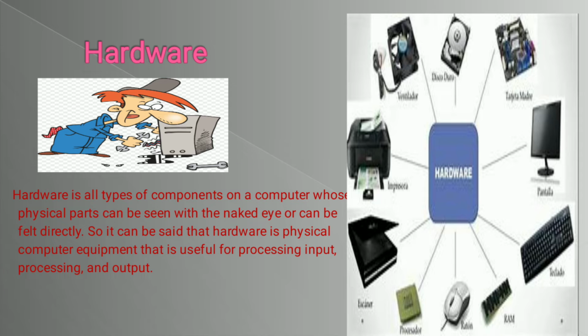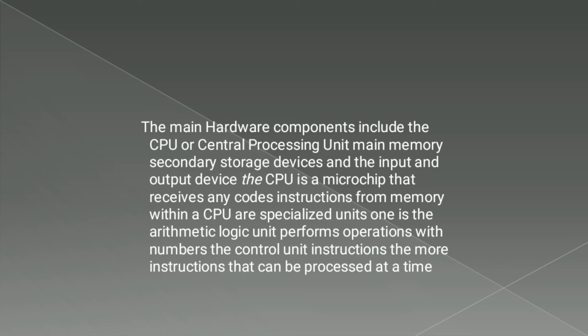Hardware. Hardware is all types of components on a computer whose physical parts can be seen with the naked eye or can be felt directly. So it can be said the hardware is physical computer equipment that is useful for processing input, processing and output. The main hardware components include the CPU or central processing unit, main memory, secondary storage device and the input and output device. The CPU is a microchip that receives code instructions from memory.